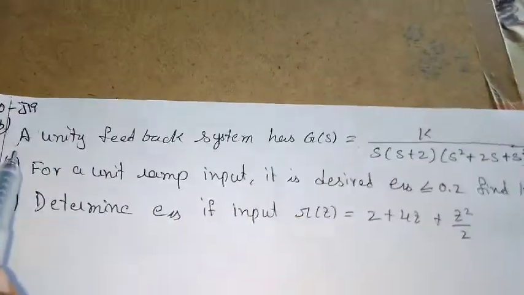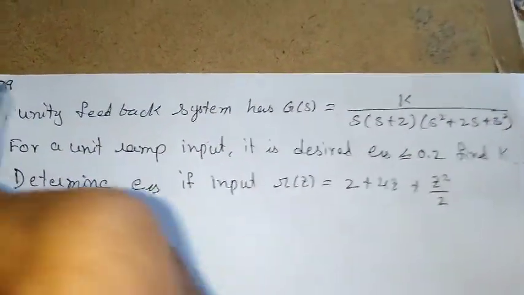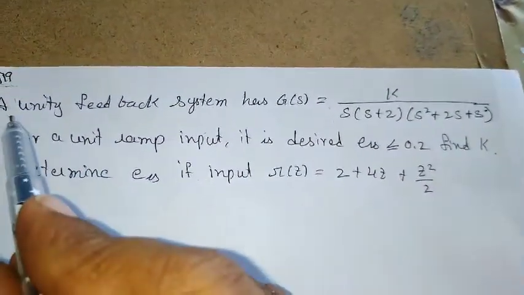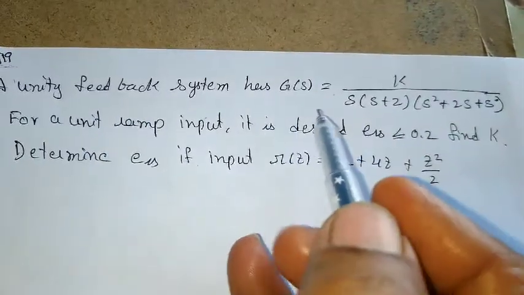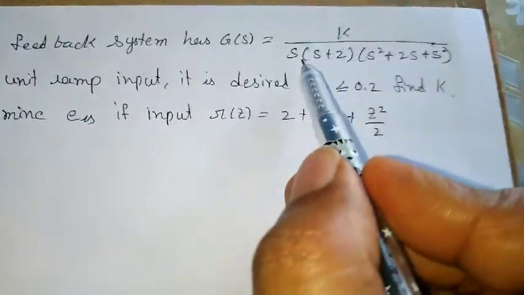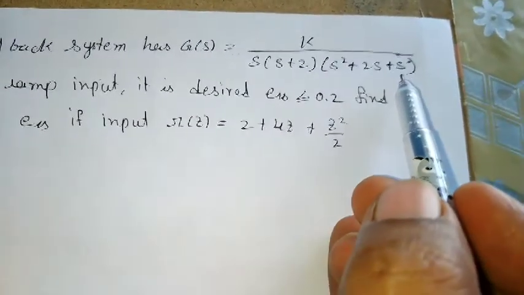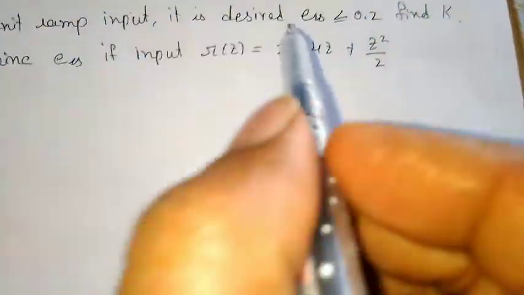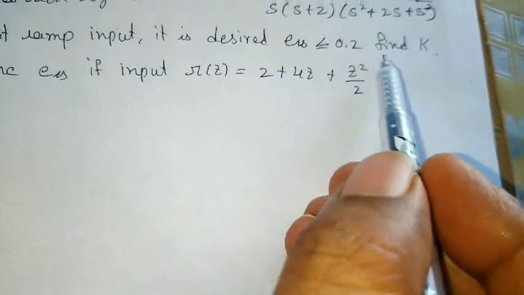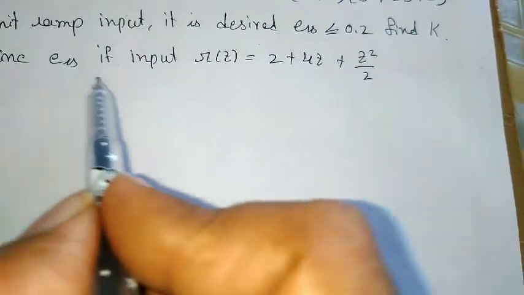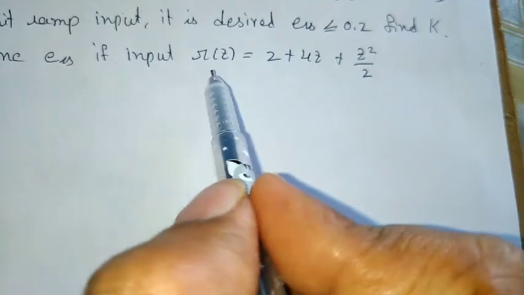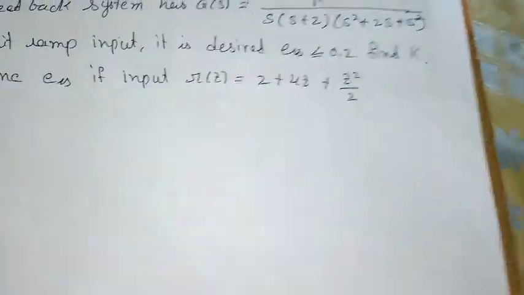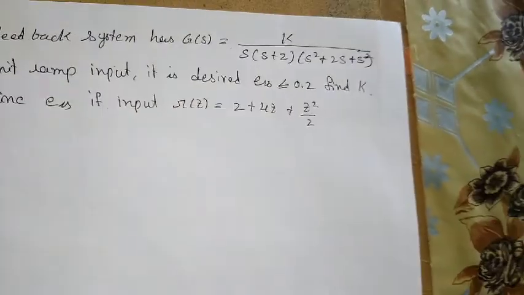Next, we calculate one more problem, a university question paper problem, that is a unity feedback system. This was asked in July 19. A unity feedback control system G of S is given by K by S into S plus 2 into S square plus 2S plus 5. For a unit ramp input, it is desired that ESS is less than 0.2. Find K and also determine ESS if the input R of t is equal to 2 plus 4t plus t square by 2. So let us find out.